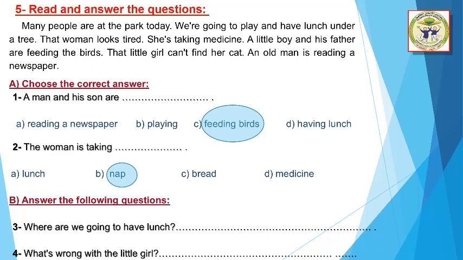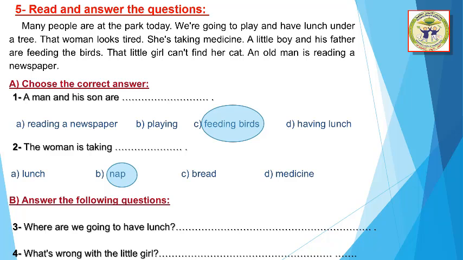Exercise B, answer the following questions. In this question, I'll ask you to read the passage again in order to answer them. Don't forget to write a complete sentence. Don't write a short sentence. Question number 3, where are we going to have lunch?